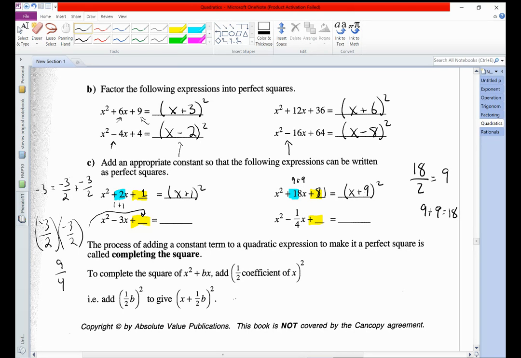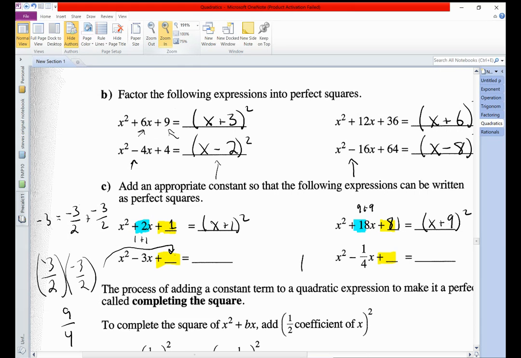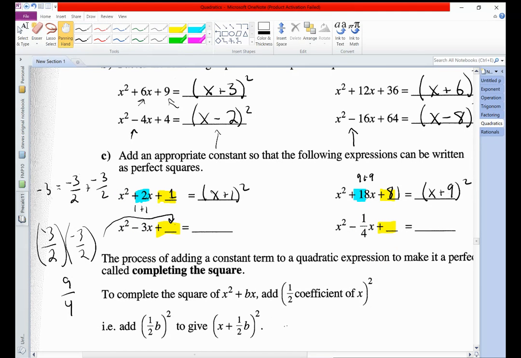So let's actually zoom this in because I think it'll be easier for me to write. So let's get rid of that. 9 over 4, which means our binomial, sorry, is going to be x minus 3/2 squared.